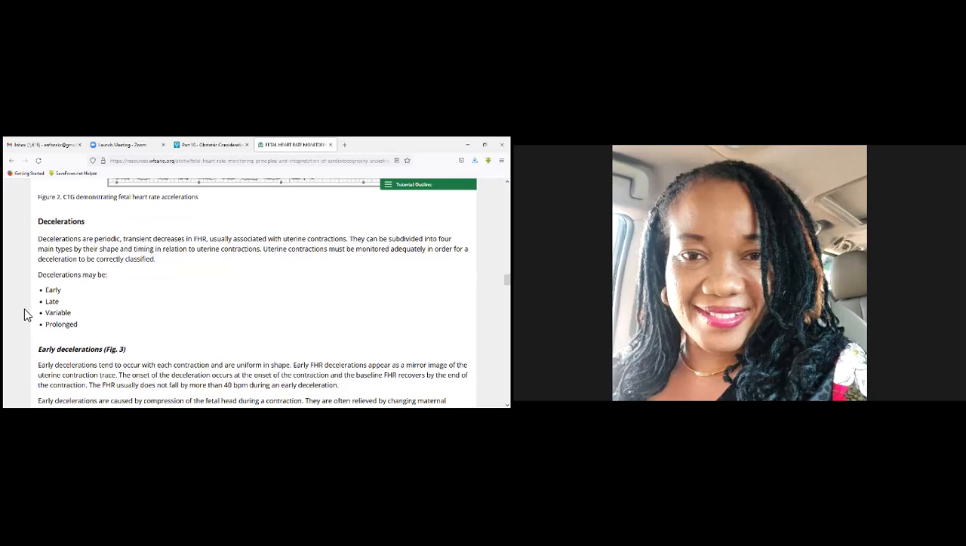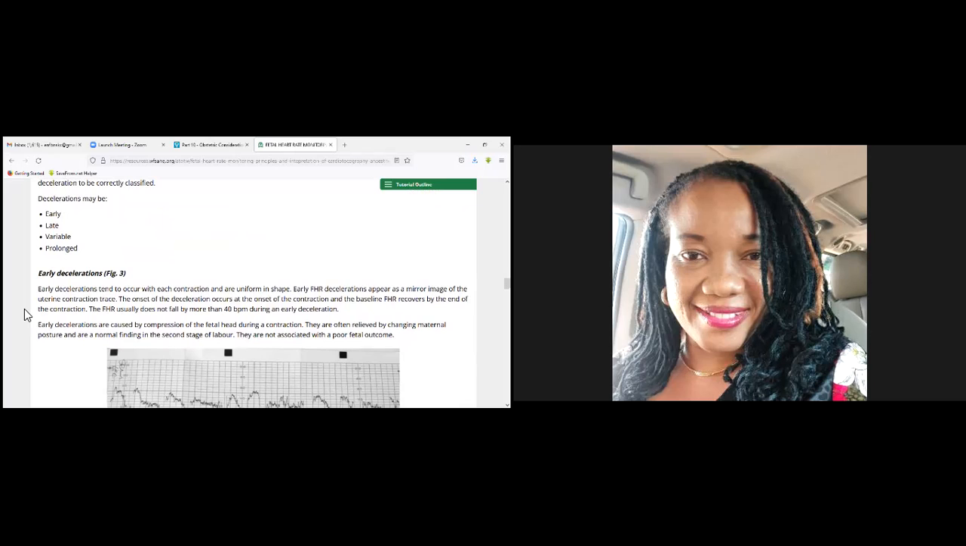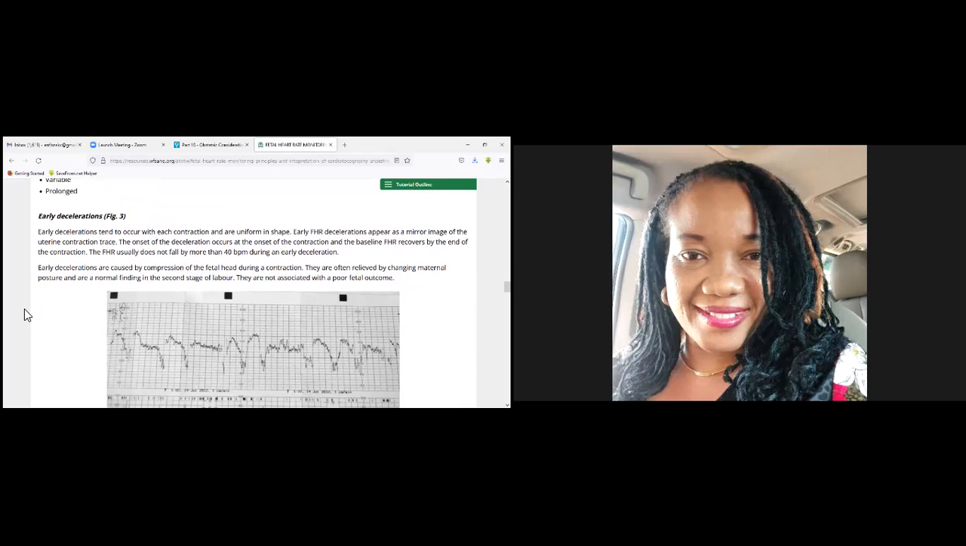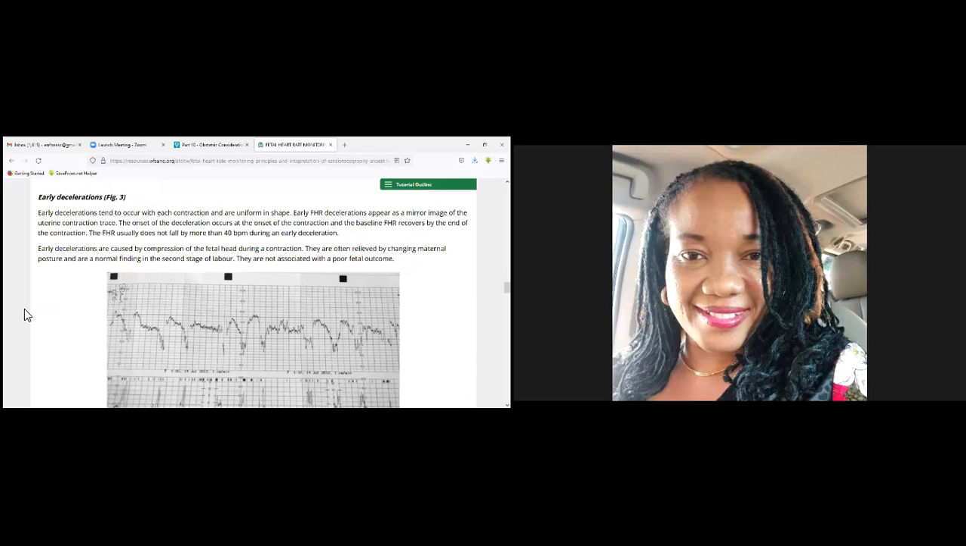So an early deceleration occurs with each contraction and it should be uniform. If it's early, it's like a mirror image of that uterine contraction at the onset of the contraction. But the thing is that the fetal heart rate should not fall more than 40 beats per minute. And that is usually actually with the head, during the contraction, compression of the head. And usually putting the woman in the supine position and changing helps. This is not actually associated with poor fetal outcome.